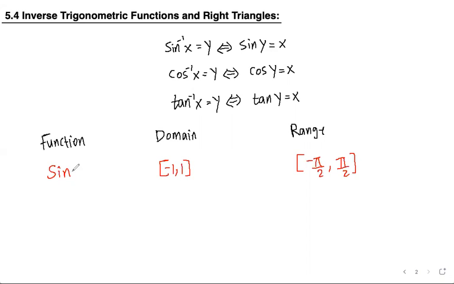Also for the cosine inverse, the domain is the same, from -1 to 1, and the range is from 0 to π. For the last one, the tan inverse, the domain must be all real numbers, anything I can plug inside this function. The range is -π/2 to π/2, but with open parentheses.